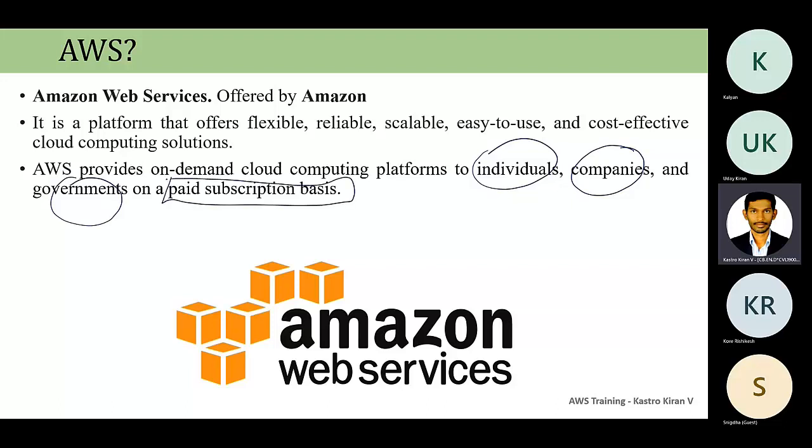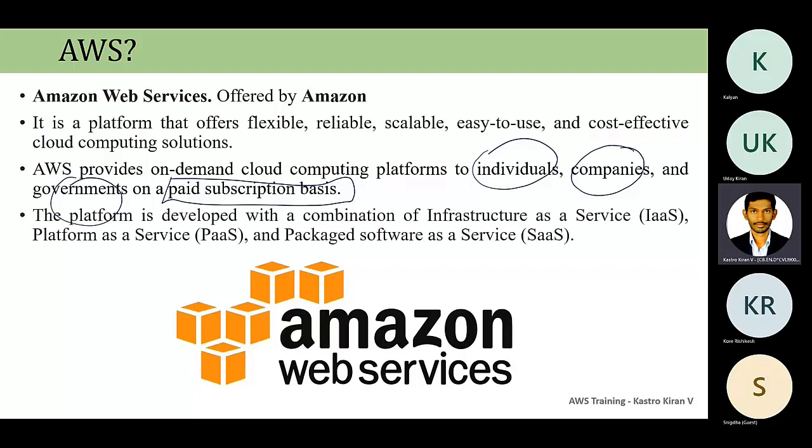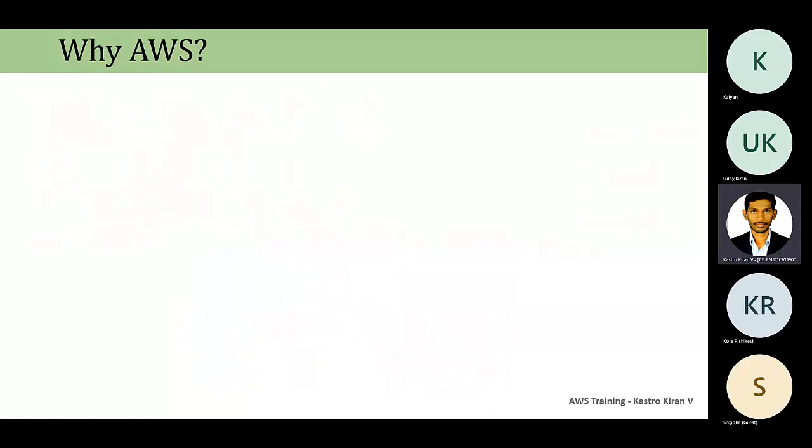You have to pay the amount. That is why it is called pay as you go. Whatever you use, you pay only for that. You don't need to pay for extra things you are not using. Because of this advantage also, AWS is gaining prominence. And then, as I said earlier, AWS is a platform developed with a combination of IaaS, SaaS, and PaaS. So that's also one of the reasons. So this is, in simple terms, about Amazon Web Services.